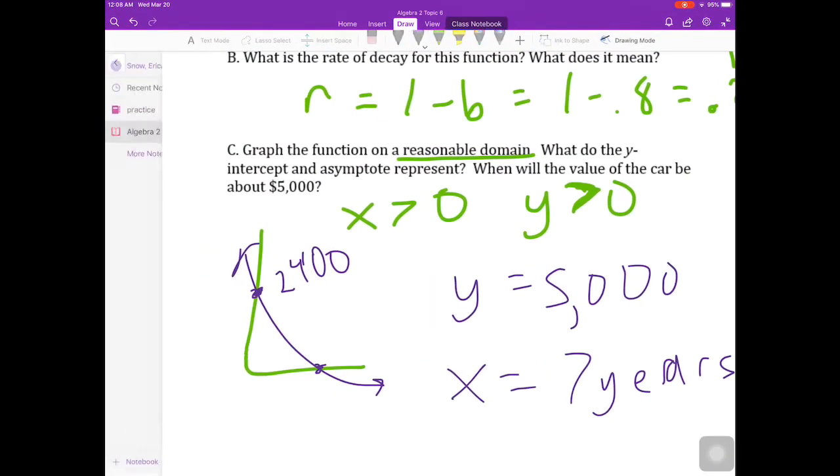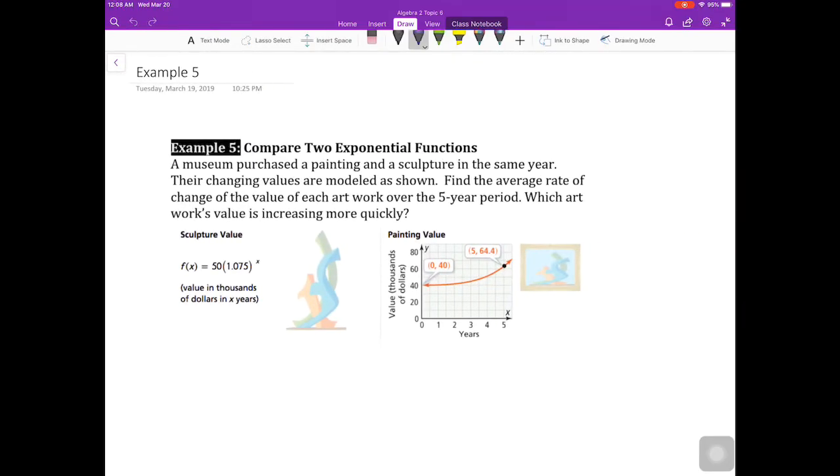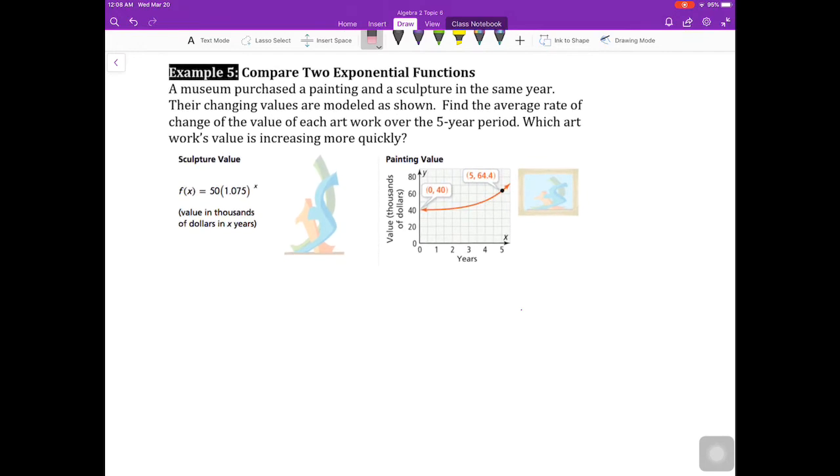Okay, finally, on to our next example, example 5. A museum purchased a painting and a sculpture in the same year. Their change in values are modeled as shown. Find the average rate of change in each work of art over a 5-year period. Which work of art's value is increasing more quickly? Okay, you need to remember the average rate of change is the slope between two endpoints.